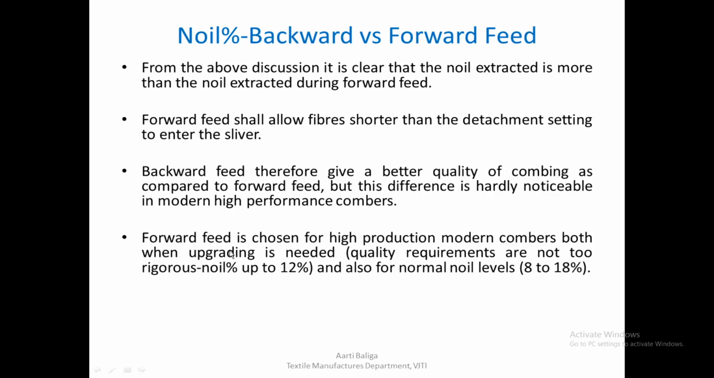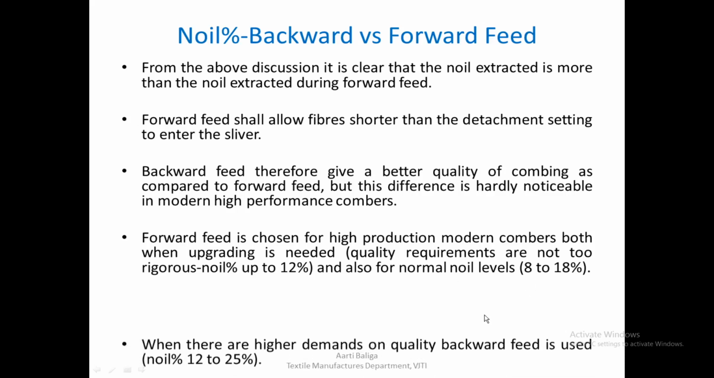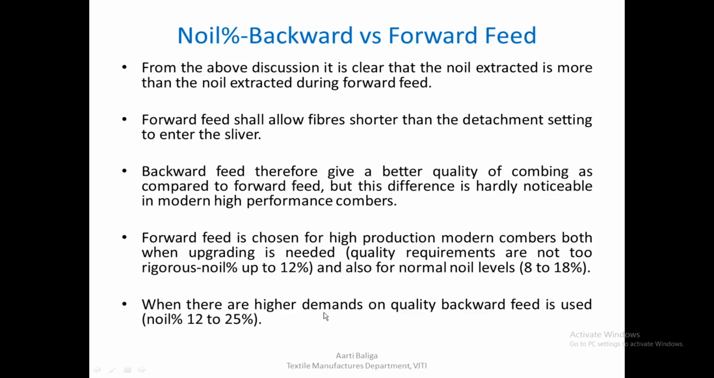Forward feed is also chosen where we extract normal Noil levels, that is 8 to 18%. But when there are higher demands on quality, backward feed is used, where the Noil percentage would be to the extent of 12 to 25%.